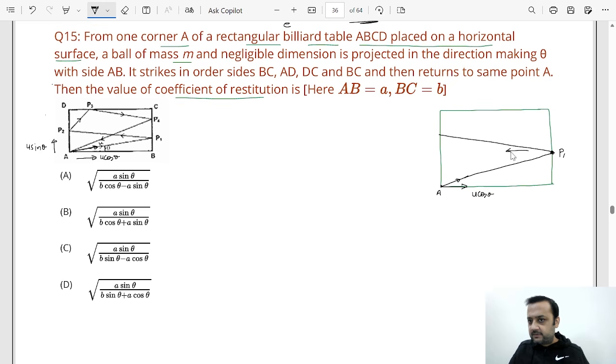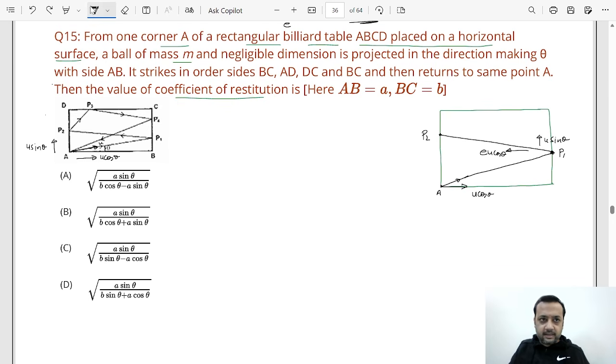That means this type of velocity will be e u cos theta, and this velocity will not get changed. It will remain u sin theta. Then again the collision happens at the point P2. Look, again the surface is like this, so again the x velocity will become e times.